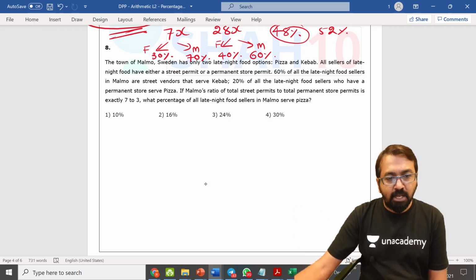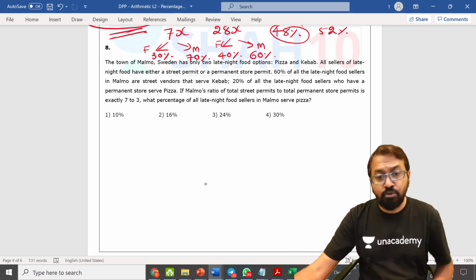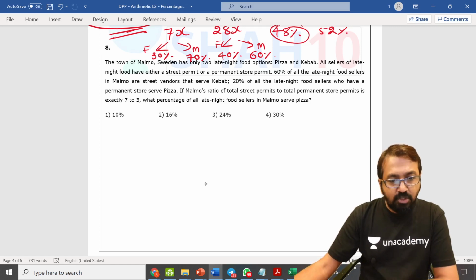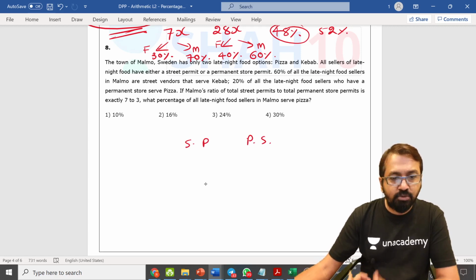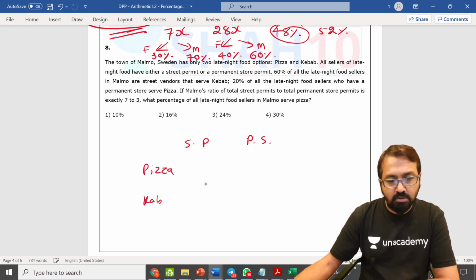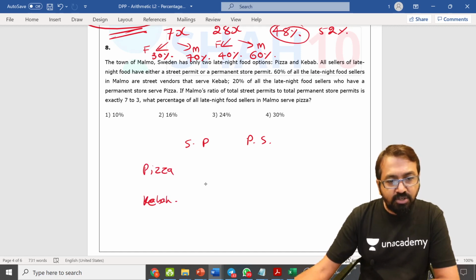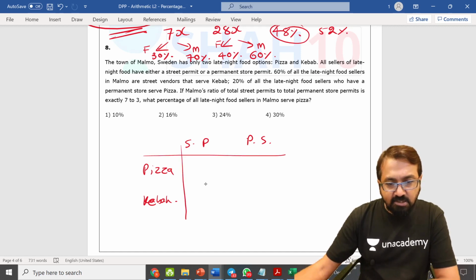So the town of Malmö, Sweden has only two late night food options, pizza and kebabs. All the sellers of late night food have either a street permit or a permanent store, right? So street permit or permanent store. I hope you understand the abbreviations. And they are selling pizza or kebabs, right? Now further they are saying 60% of all the late night food sellers in Malmö are street vendors. So let's assume that there are total 100 vendors, unless something is mentioned to us.